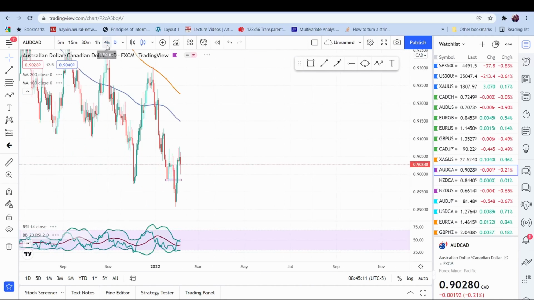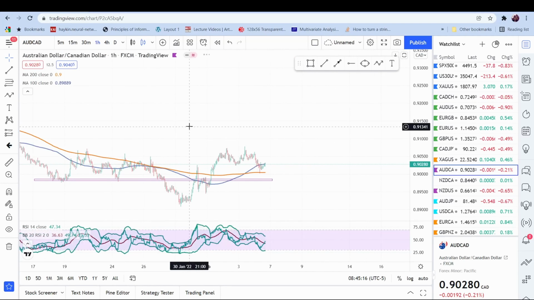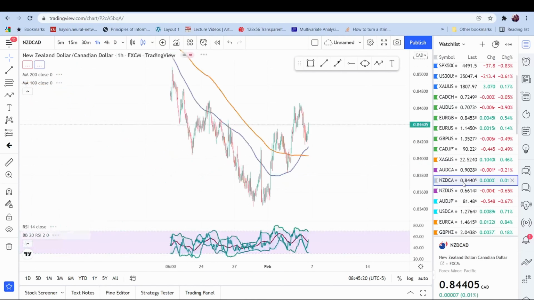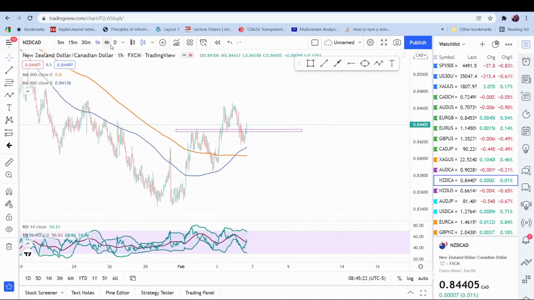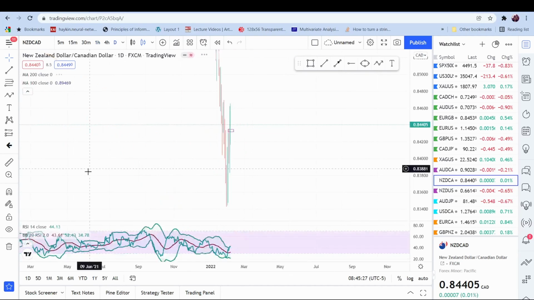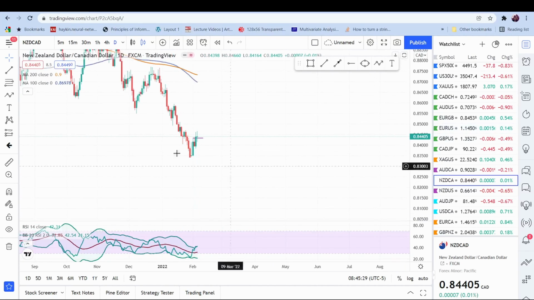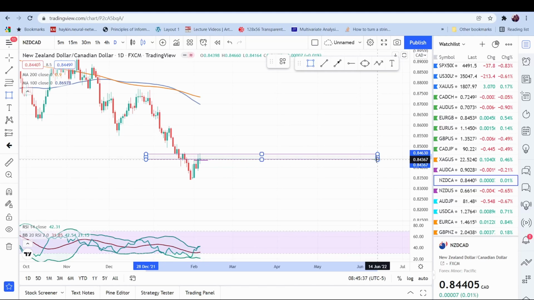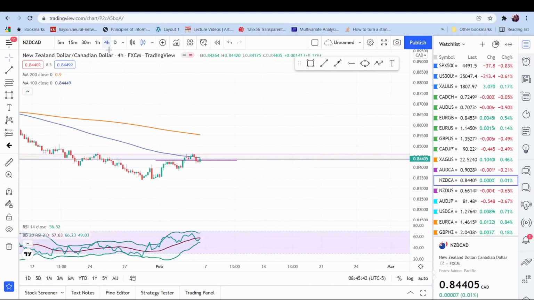AUD CAD, nothing particularly looks too good about this. Yeah, I'm not even gonna go over that, guys. NZD CAD, overall, the NZD hasn't really had much of movement based off their policies or anything like that.